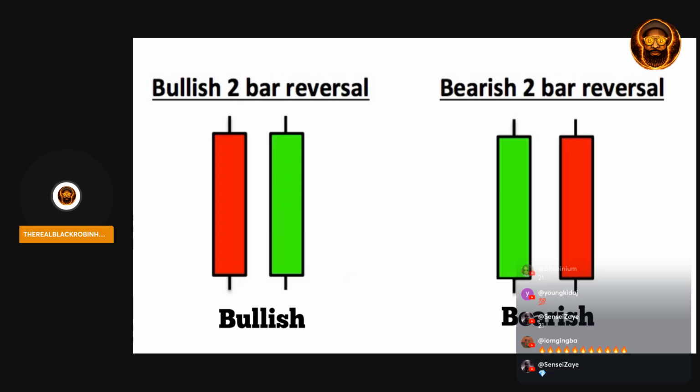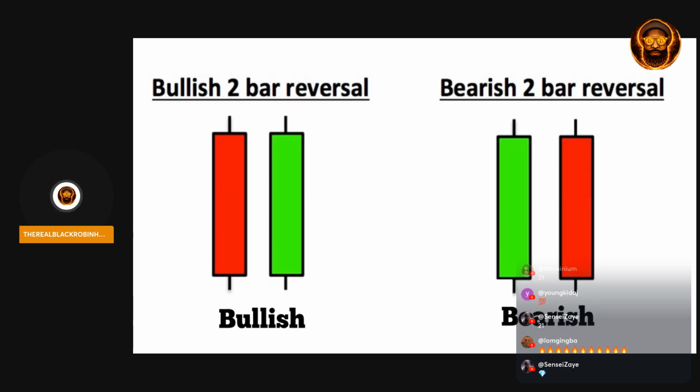So this is a bullish 2-bar reversal, which means price wants to go up, because the bears pushed the market down and the bulls came with momentum and volume and pushed it right back up to where it opened. So the market is telling you they want to go up.